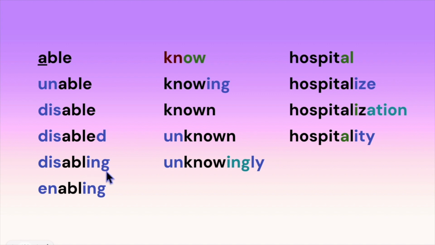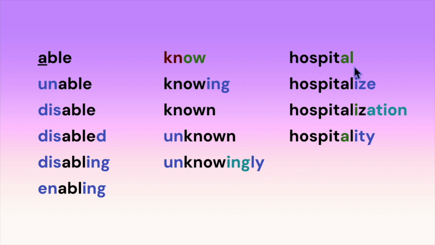Notice that when we add a suffix that starts with a vowel, this E gets dropped. Here we have the root know with a silent K and OW having the O sound. We can add the suffix and we have knowing, known, unknown, unknowingly. Here we have hospital.